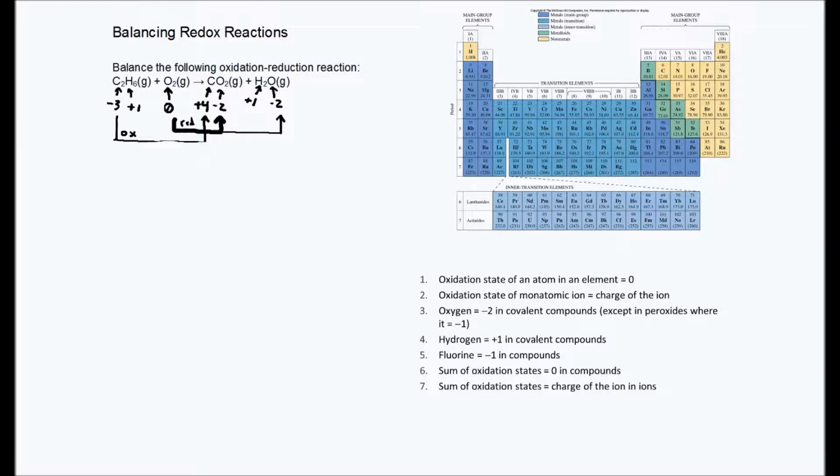So now I've identified my two half reactions. Pull apart my half reactions. First, oxidation. What do I have? I have C2H6 gas going to CO2 gas.